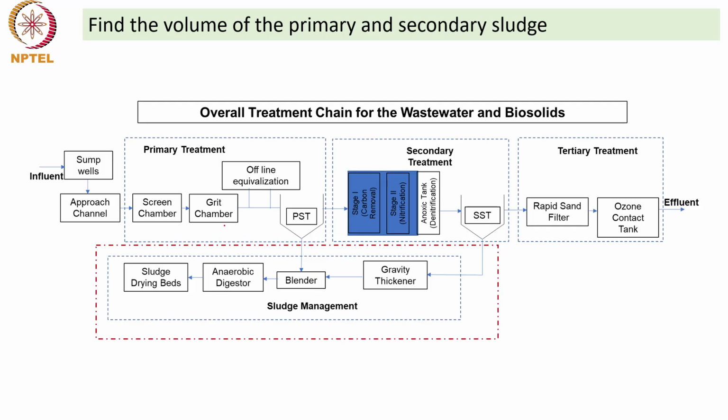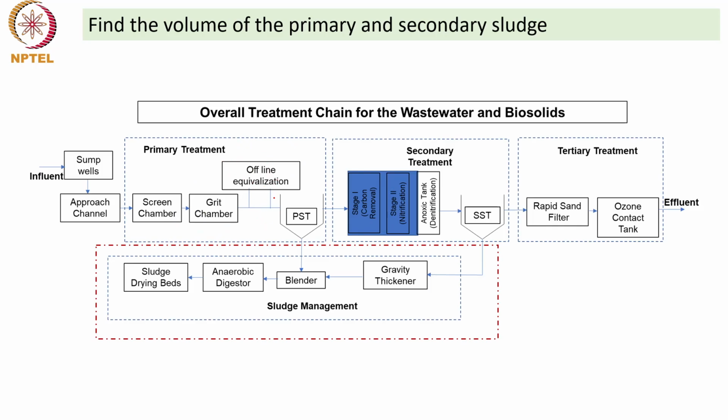Okay. So here first I'll explain the schematics. What I have done is I have given the influent water to the sump well. From that it will reach the approach channel. Then it will go to the grit chamber, screen chamber. Then grit removal will take place, and then I have given offline equalization.